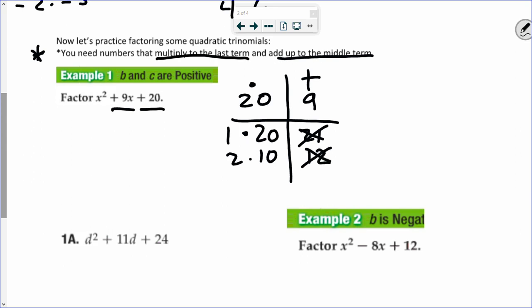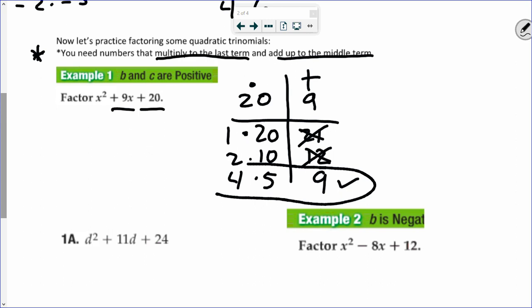So those don't work. Is 3 a factor of 20? Check. Well, you'll see that it's not. So 3 doesn't work. What about 4? Is 4 a factor of 20? Yes. 4 times 5 multiplies to 20. Well, 4 plus 5, those add up to 9. So it looks like 4 and 5 are the factors that we need. Okay, they multiply to 20, they add to 9.